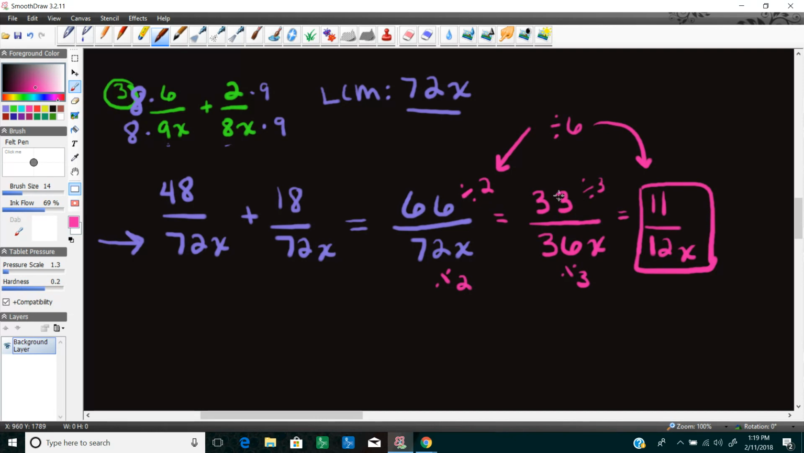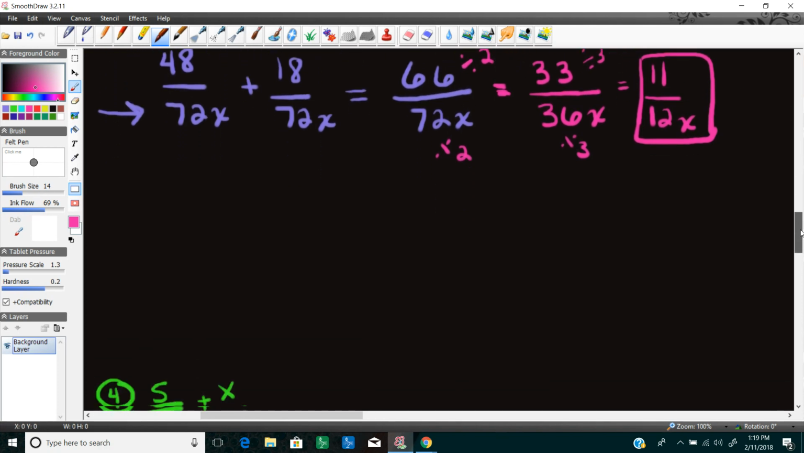So see, I still ended up with the correct answer. I just had to do an extra step. And that's okay too. I know a lot of us struggle with our multiplications, so I just wanted to show you one where this happens. Go ahead and look at the final example.